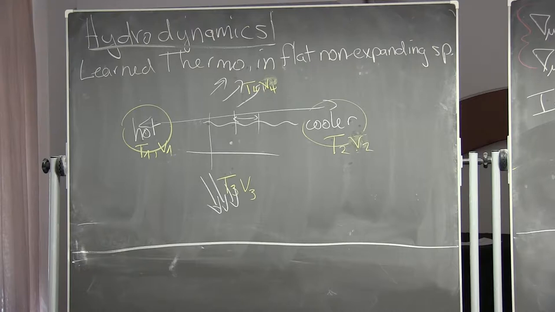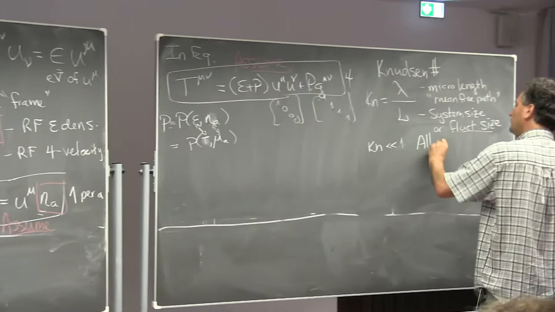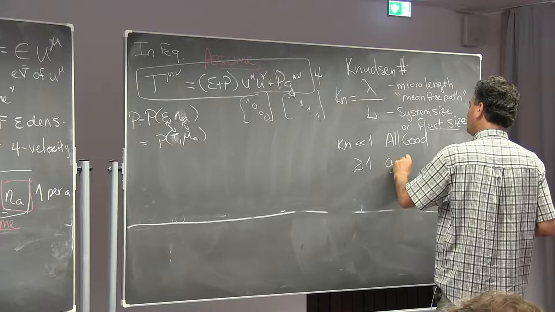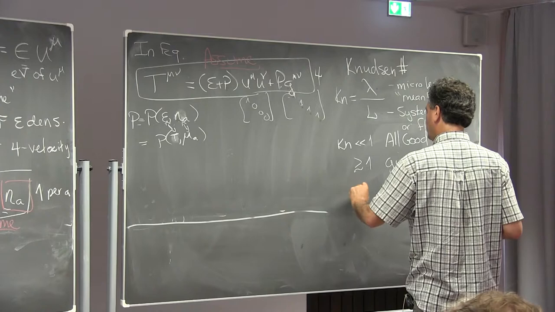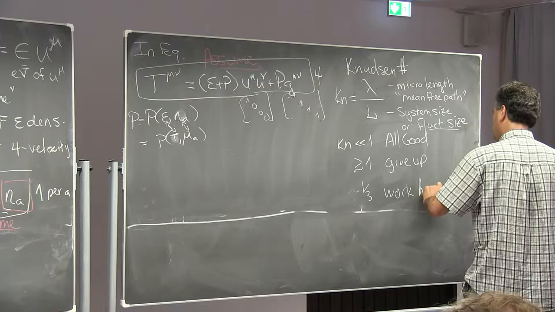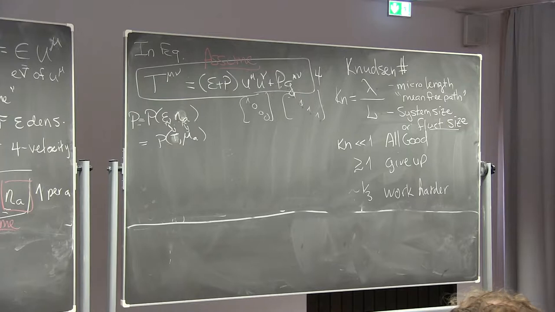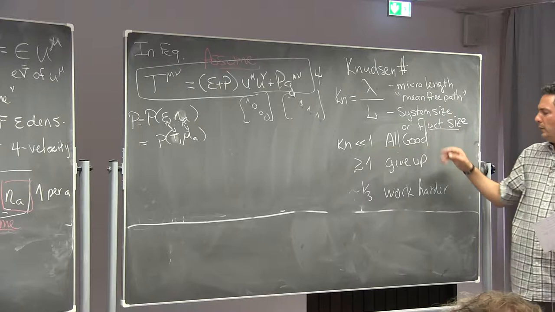And the usual story is that if Knudsen is small compared to 1, then it's all good. If it's larger than of order 1, give up. And if it's a little smaller than 1, like 1/3, then work harder. In some cases, depending on how persnickety, how accurate you want to be, how picky you are, even if it's small, you might still want to work harder. And that's what I want to describe. Okay.